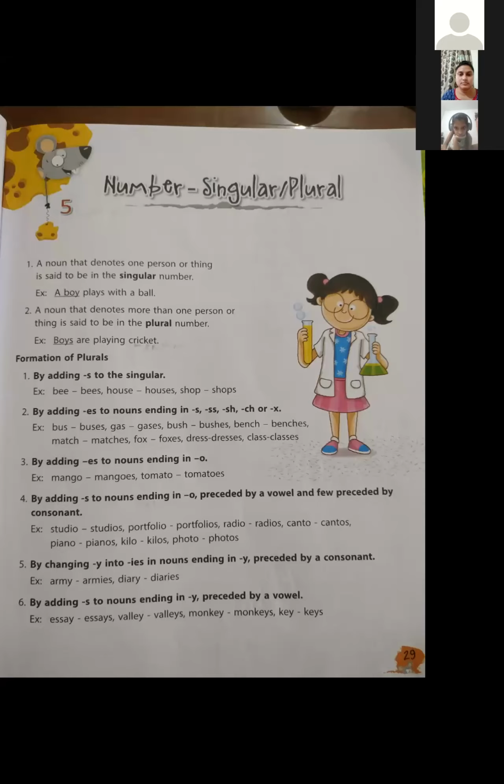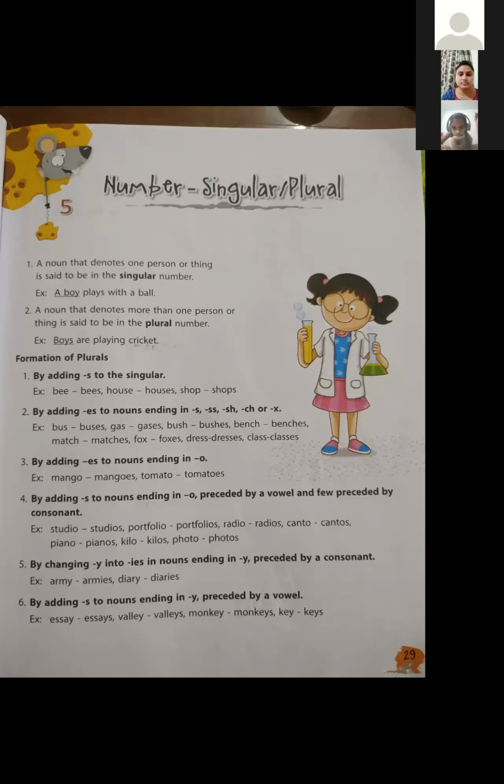Yes. So certain words are given here like kilo, photo, piano. You can notice each word is ending with the vowel O. And to those words we have to just add S to make plurals. Pianos, kilos, photos, radios, cantos, etc. Okay?